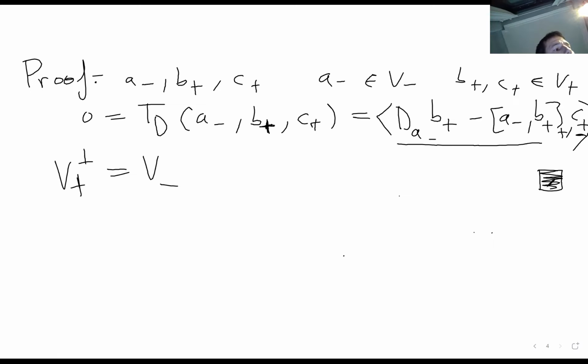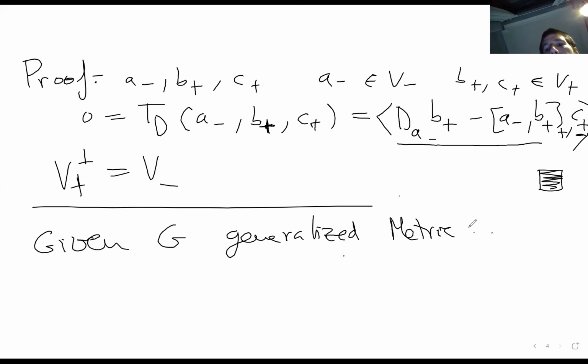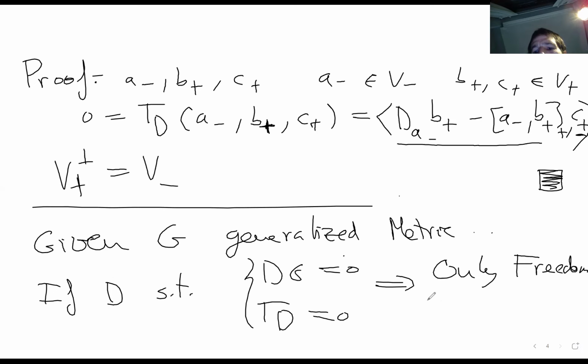So what this tells us is that, given a generalized metric G, if I aim to construct a Levi-Civita connection, if D is such that D of G is zero and this has zero torsion, then the only freedom is in the way I take derivatives of elements in the B plus bundle with respect to elements in the B plus bundle and elements in the B minus bundle with respect to elements in the B minus bundle.